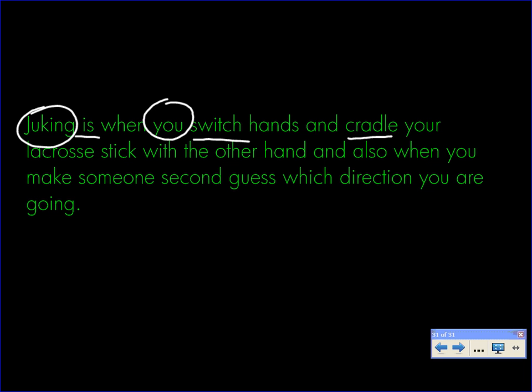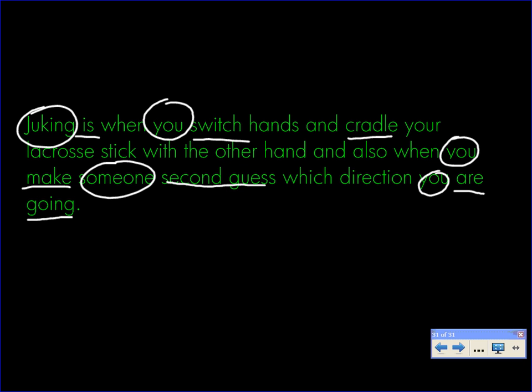Another one? Jay? What's someone doing? Second guess, yes. So actually we could see second guess as one verb. Can we find another one? Yes. You make. Can I find another one? That's a helping verb. Very good. Juking is you switch, cradle, you make, someone second guess, you are going. So we've kind of plotted the clauses there.